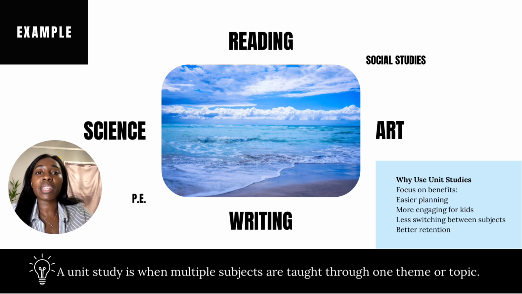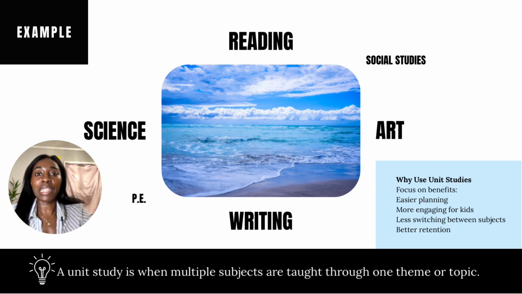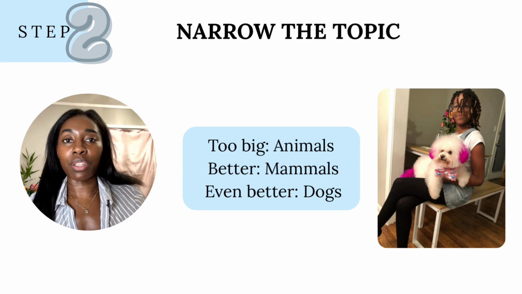There are multiple ways that you can cross this with different subjects. So reading, science, writing, art, and then I put little small notations because you can also connect this to PE and social studies. Now, the first step is really just the beginning. You have to create a unit study. But step 2 is narrowing down the topic.